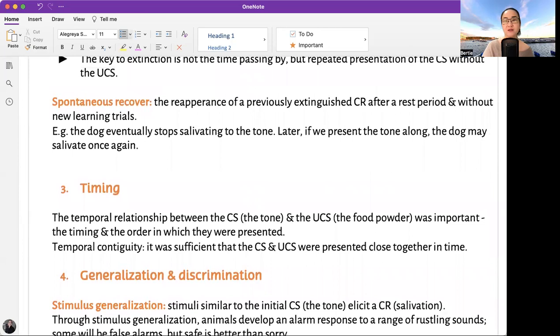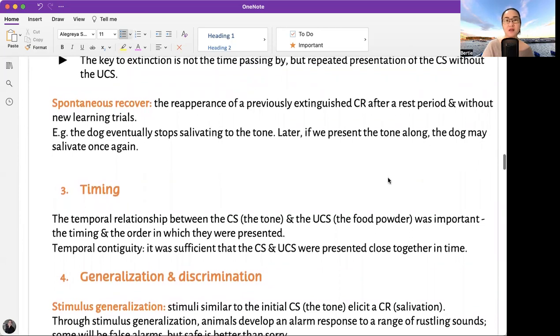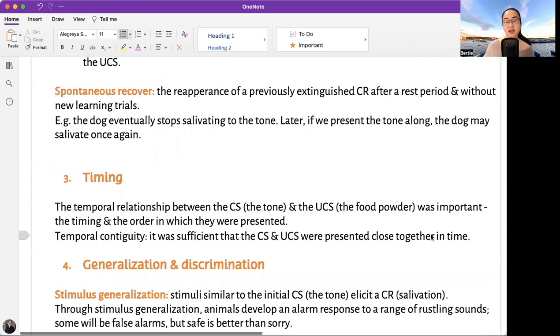Spontaneous recovery. The reappearance of a previously extinguished CR after a rest period and without new learning trials. The dog eventually stops salivating to the tone. Later, if we present the tone alone, the dog may salivate once again.